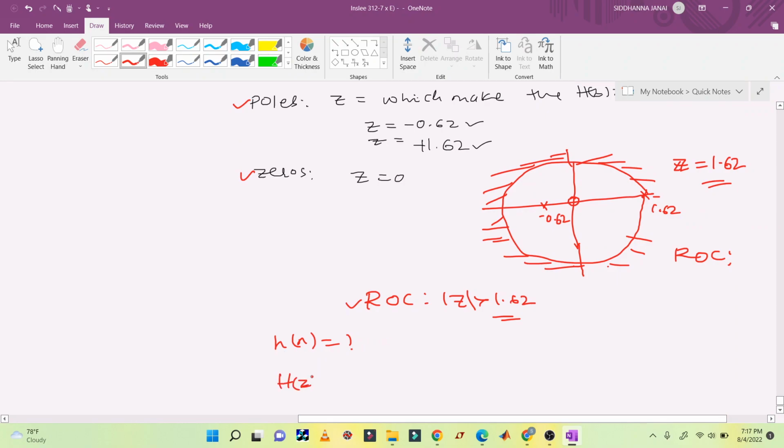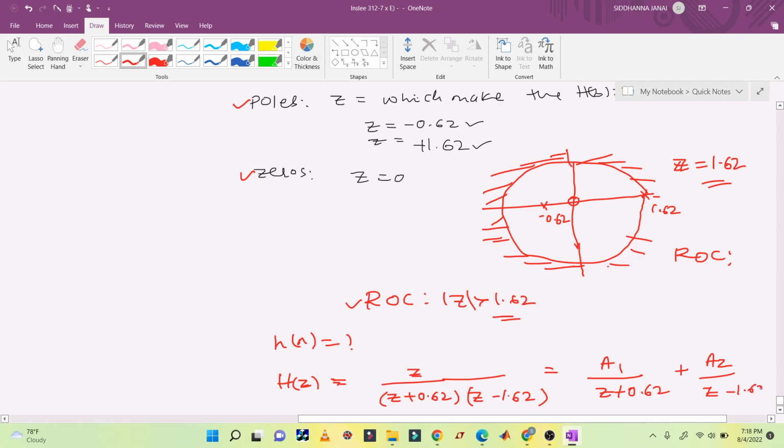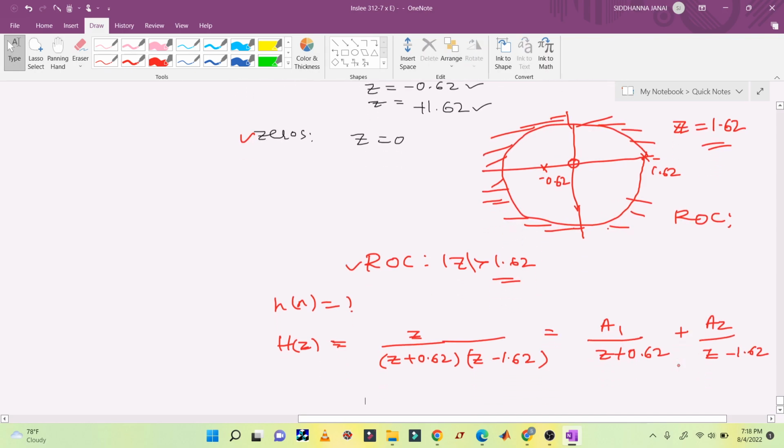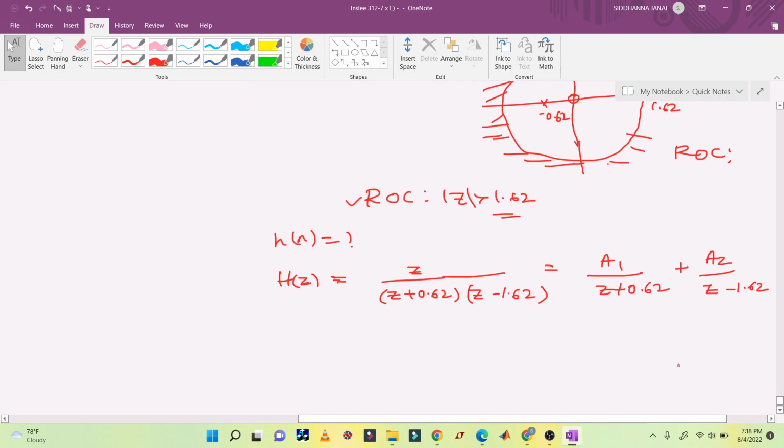Consider H of Z is equal to Z divided by Z plus 0.62 into Z minus 1.62. This is equal to A1 divided by Z plus 0.62 plus A2 divided by Z minus 1.62. Okay, this is the Z transform form.